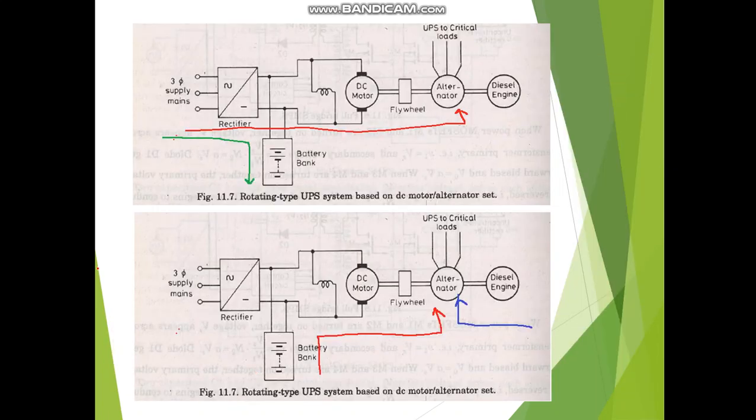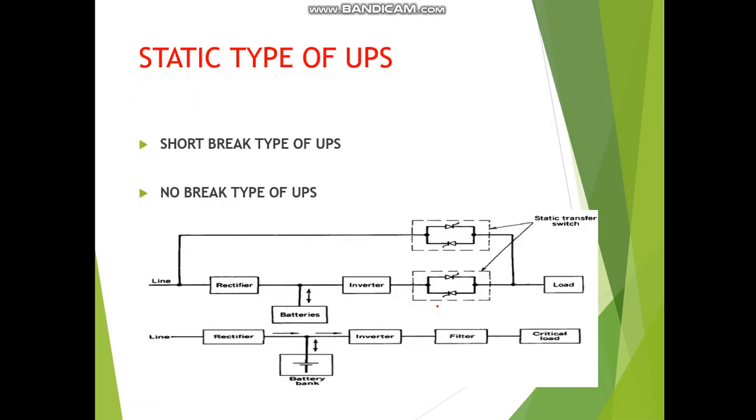Here there are two modes of operation. When the supply is on, the red path shows the supply going to the critical loads. At the same time, the battery is charging. In the second mode, whenever a failure occurs in the supply to the load, the diesel engine will feed the load. In that duration, the battery bank will be the supply. These disadvantages of the rotating type can be overcome by using the static type of UPS.